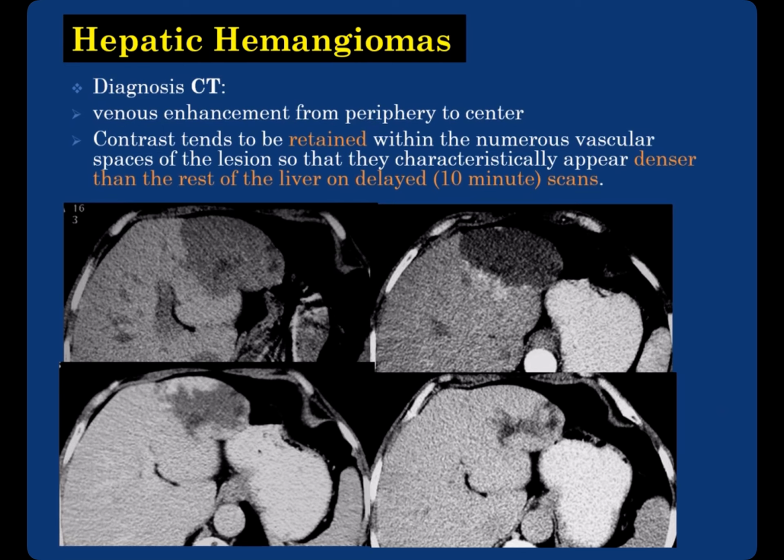Here is a case of hepatic hemangioma. We can see a hypodense tumor located in the left lobe of the liver, and in arterial phase we can see nodular enhancement in the peripheral area of the tumor, and then the enhancement is inward, filling in the central part of the tumor, and it can appear denser than the rest of the liver on delayed scans. And this typical contrast enhanced type is very useful for diagnosis of hepatic hemangiomas, and we can see the enhancement is from peripheral to center.